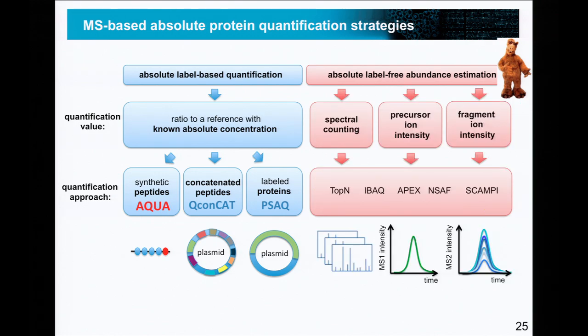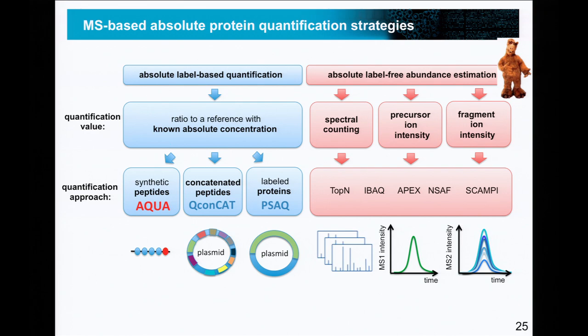In the literature, you find publications that did ALF using all different types of mass spectrometric quantification values. There are papers that describe these approaches based on spectral counting as an input, precursor ion intensities measured with shotgun proteomics, as well as fragment ion intensities measured with SRM or SWATH. There are also a range of different approaches described in the literature for how, based on these different inputs, you estimate absolute protein abundances.